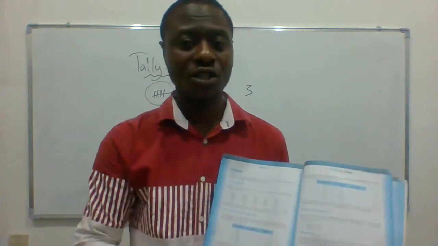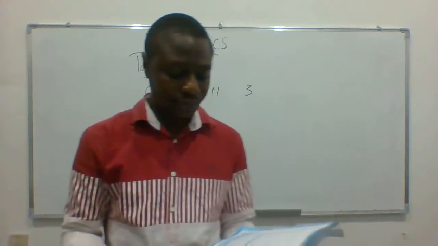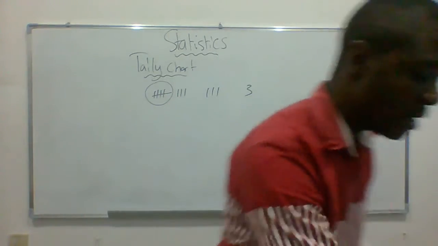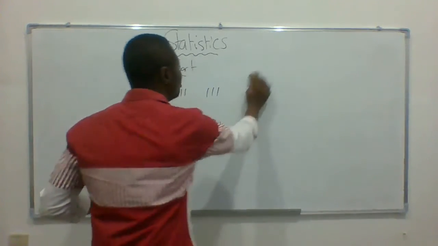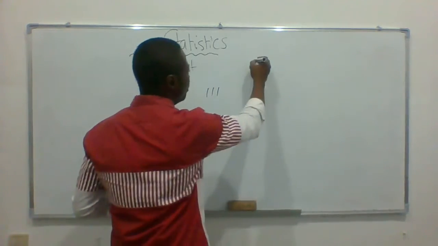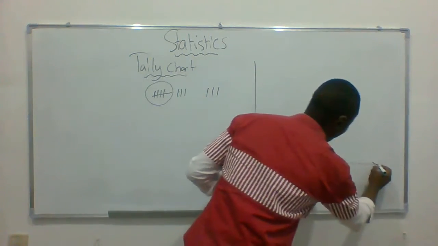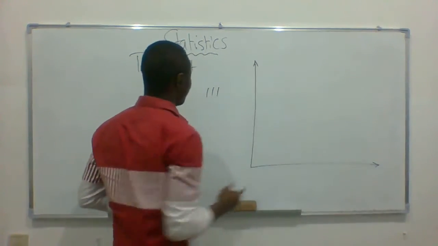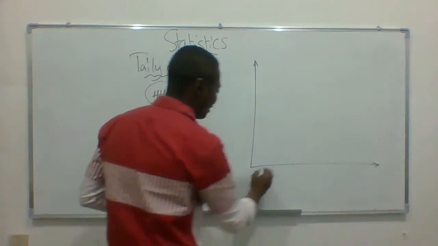You have the tally chart. The tally chart is what you start with. Now, I'm going to use the tally chart to draw the bar graph. How do you draw the bar graph? Remember, we need to draw a vertical line and a horizontal line, and then we're going to determine which of the lines is going to take the fruits. Let's take this one takes the fruits.